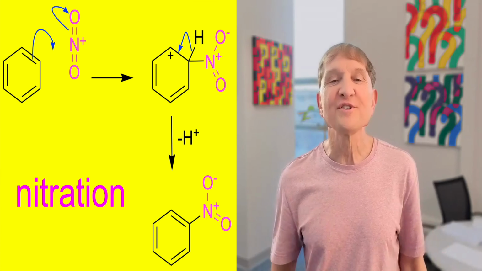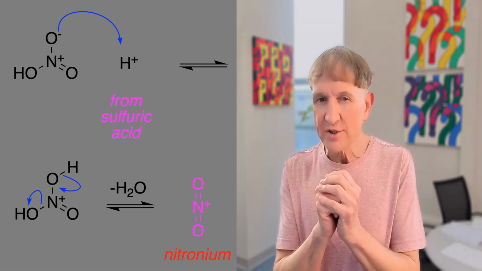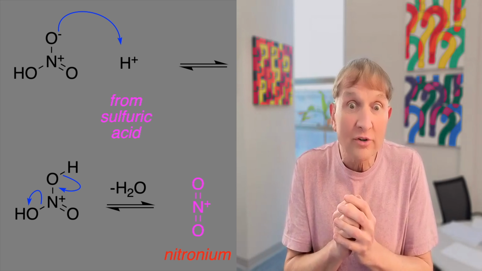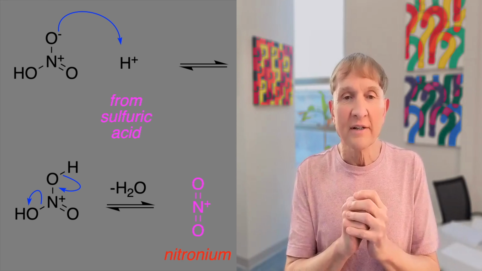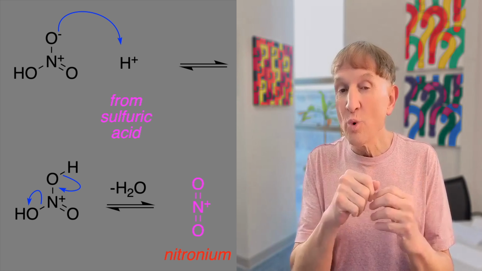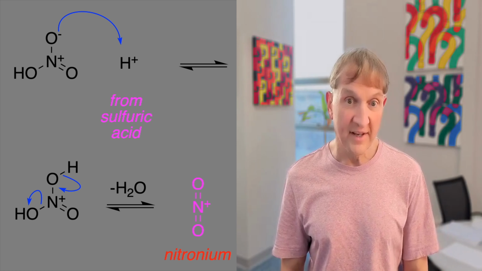I hope you can draw the structure of nitric acid and get the bonds and charges correct. If we take nitric acid and put it in a stronger acid like sulfuric, an OH group of the nitric acid is protonated, water leaves, and that leaves NO2+ to do nitration.